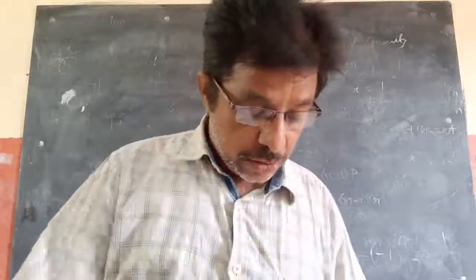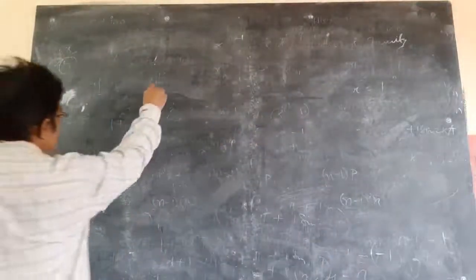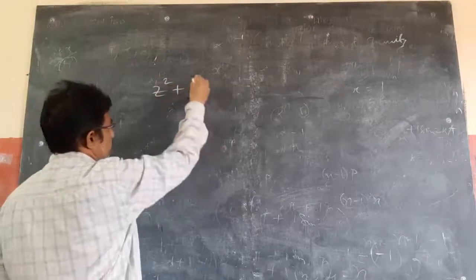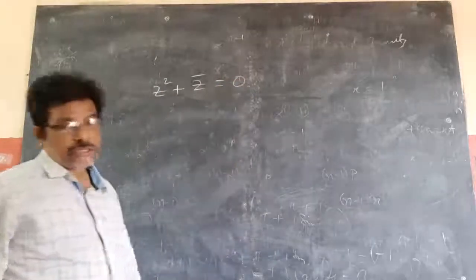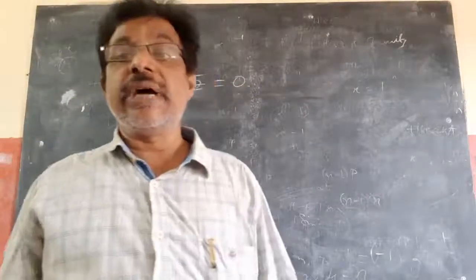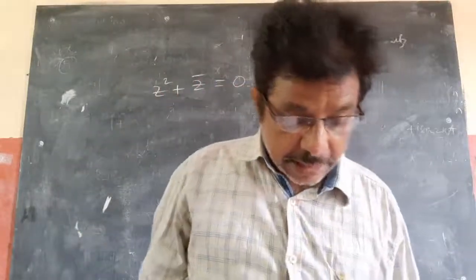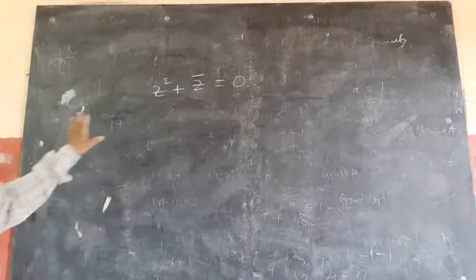The number of solutions of the equation z square plus z bar equal to 0 is dash, where z is a complex number. The number of solutions of this equation is what is being asked.